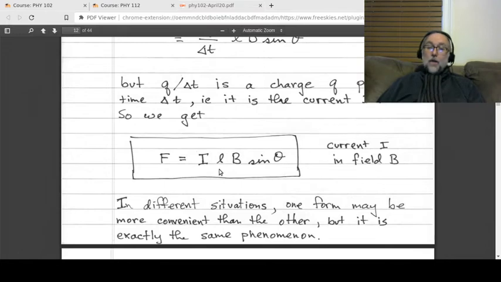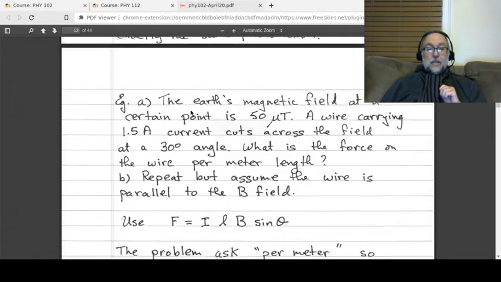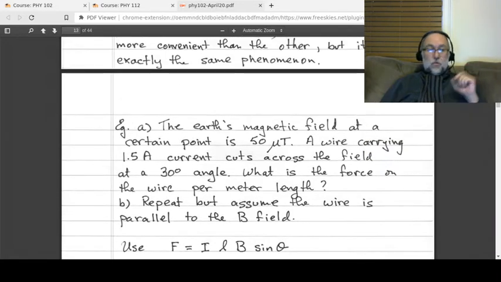So the longer the wire bathed inside the field, so it's not just the length of the wire, but the length of the wire that is inside the field, okay? So the longer that is, the bigger the force. Of course, the bigger the magnetic field is, the bigger the force. And once again, we have that sine theta because the orientation of the wire and the magnetic field is important, okay? And so we're ready to do a problem, okay?